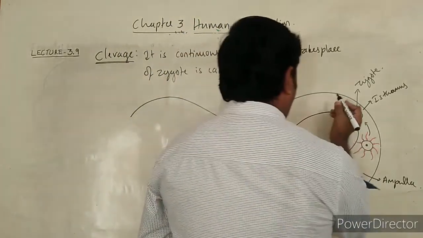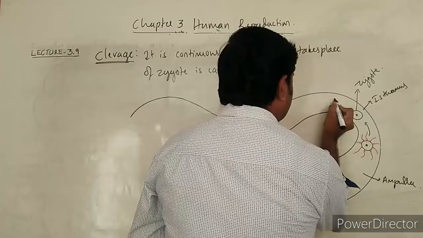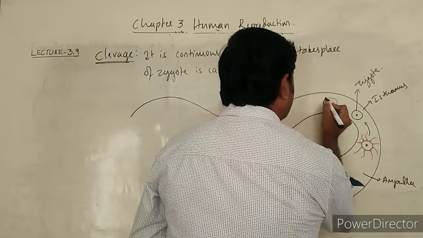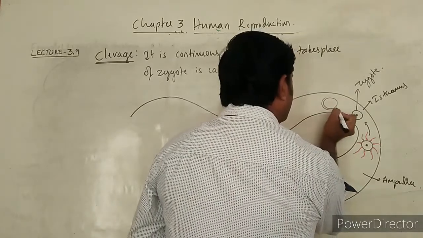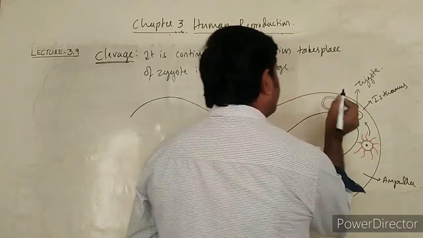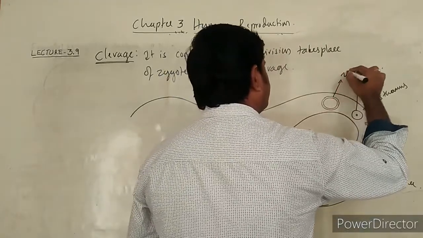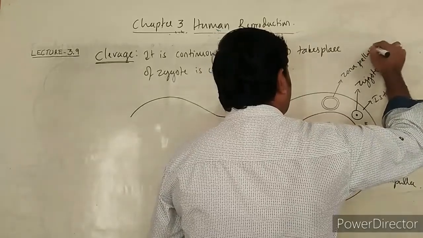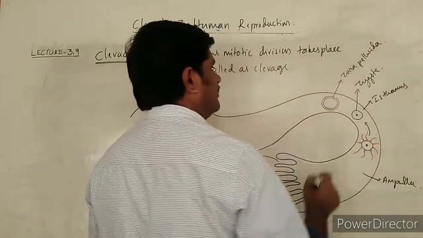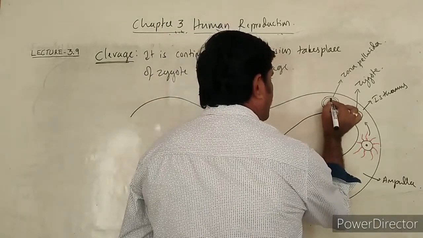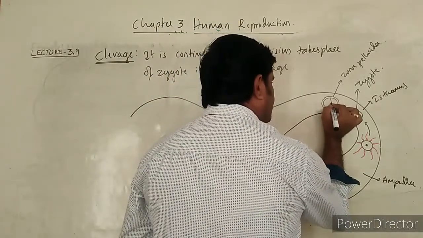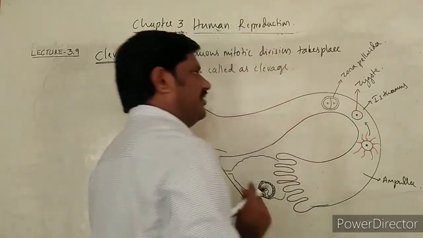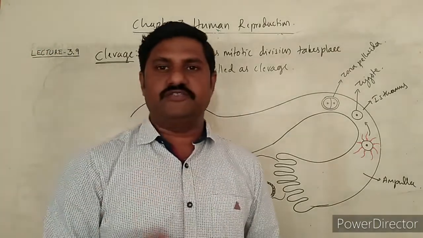And see here, this is the zygote. Imagine yourself, this is the zona pellucida, which is present over here. And this cell undergoes division, that is the first cleavage, the first mitotic division, so as to form the two-celled stage.